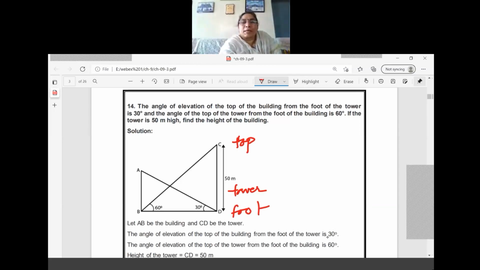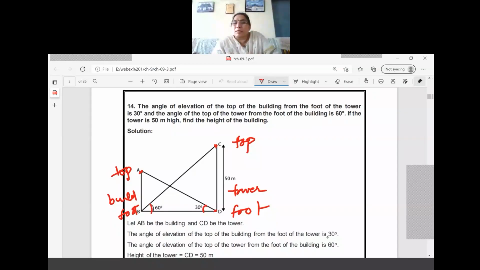Next, here is the building: top of the building, then foot of the building. If you know these terms, it is easy to draw. The angle of elevation to the top of the building, that means to A, from the foot of the tower, from D, is 30 degrees. Next, the angle of elevation to the top of the tower, here C, from the foot of the building is 60. So it's a clear diagram only.